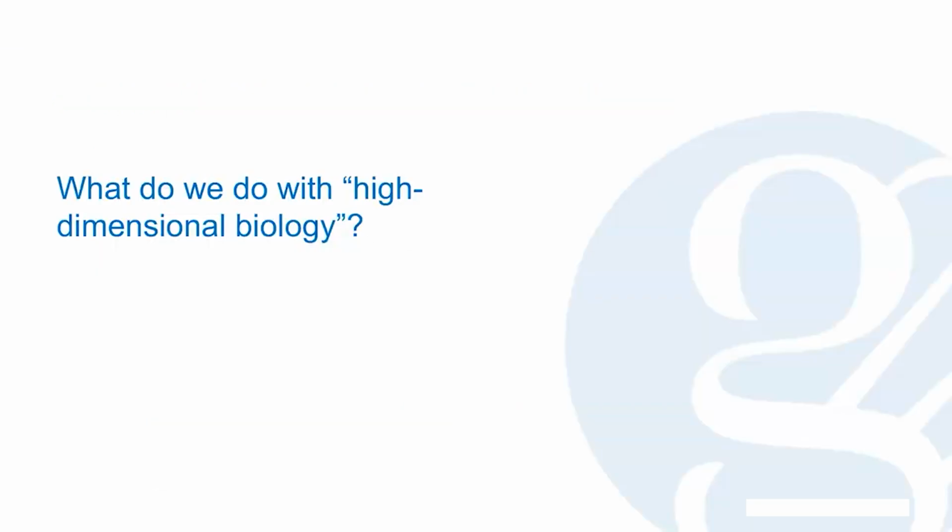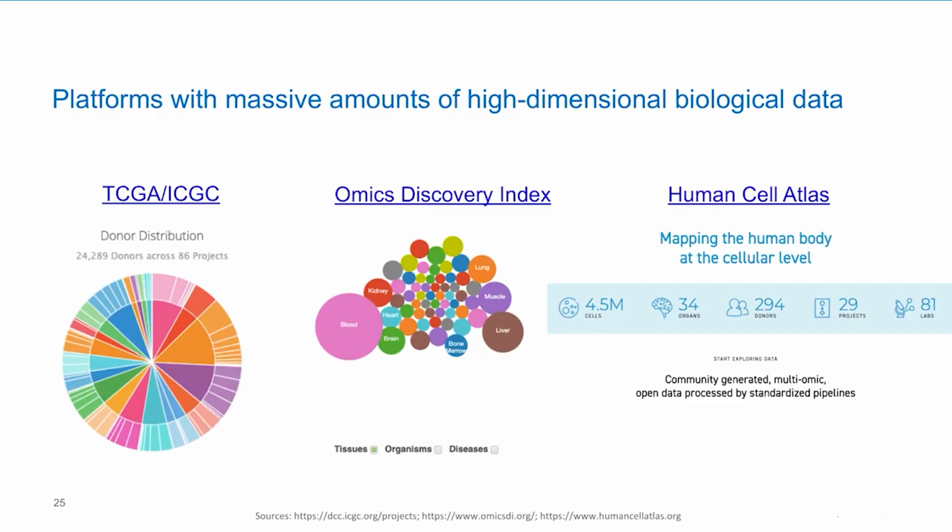Finally, I'm coming to the end of my talk. What do we do with high-dimensional biology? Well, in this slide, I will cite a few examples. Some of them are large consortia like the Cancer Genome Atlas or ICGC that educated us about the molecular bases of various cancers at scale.